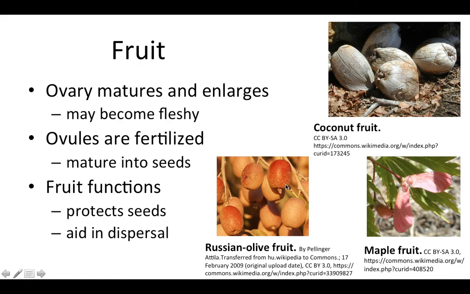So we've talked about animal dispersal with the Russian olive or autumn olive fruits. We've talked about wind dispersal with the maple fruits. Another way that fruits can help with dispersal is by floating. And the classic example of this we are familiar with are coconut fruits.